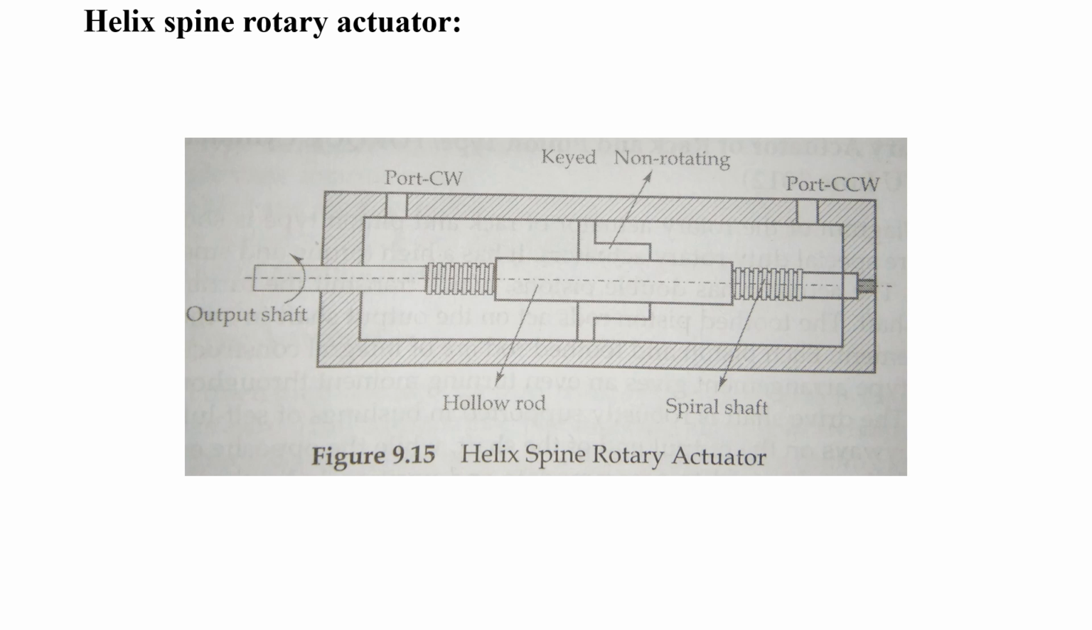What will happen if air is supplied to the cylinder: the non-rotating piston, which is connected with the hollow rod, will try to move left or right. While moving, it will tend to rotate the output shaft. So depending on the movement length, the shaft will rotate.